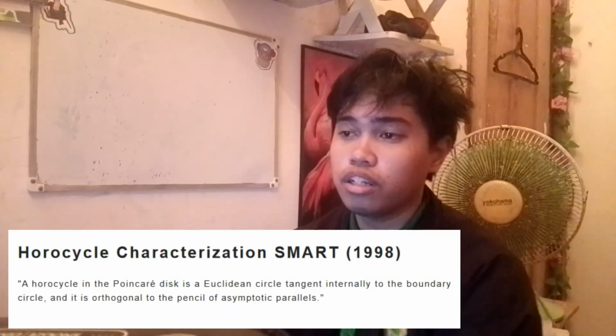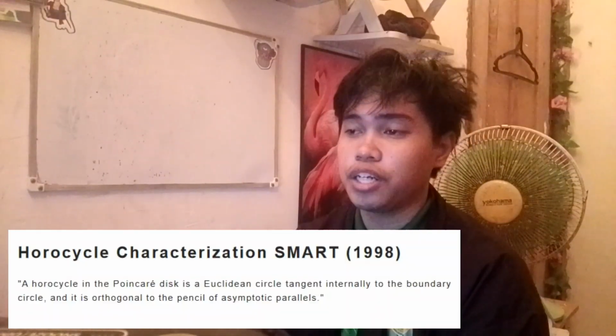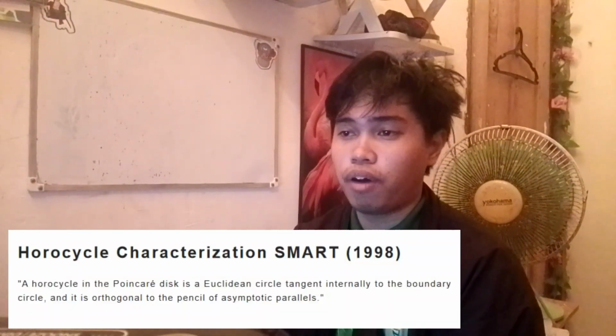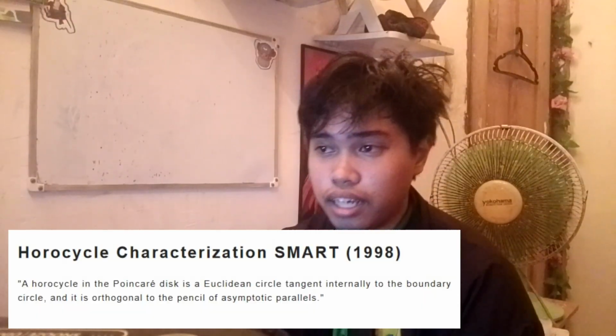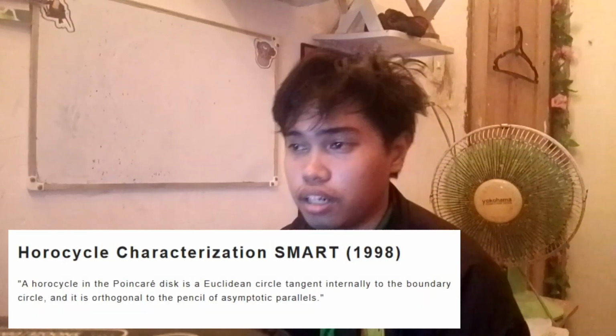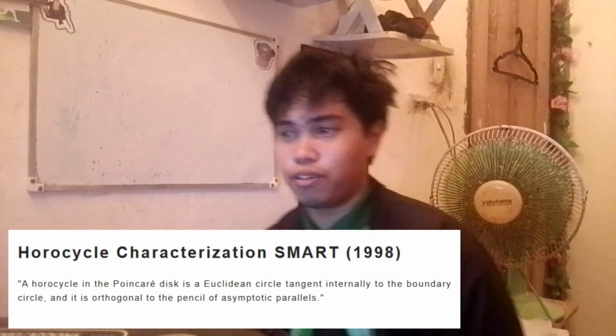So now we are at the horocycle characterization of Smart 1998. In his statement, a horocycle in the Poincaré disk is a Euclidean circle tangent internally to the boundary circle, and it is orthogonal to the pencil of asymptotic parallels. The wording there is hard to understand, but it is simply this: there is a point of infinity, a point on the boundary, at some point. I don't think you get that explanation, so let's just draw it to understand.